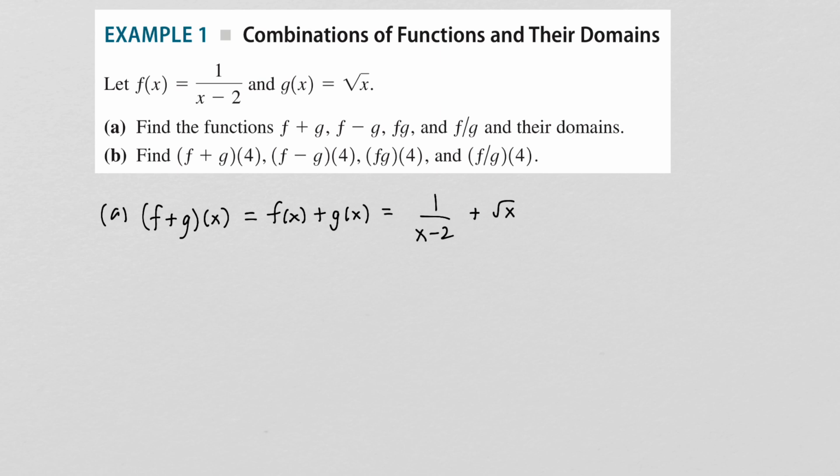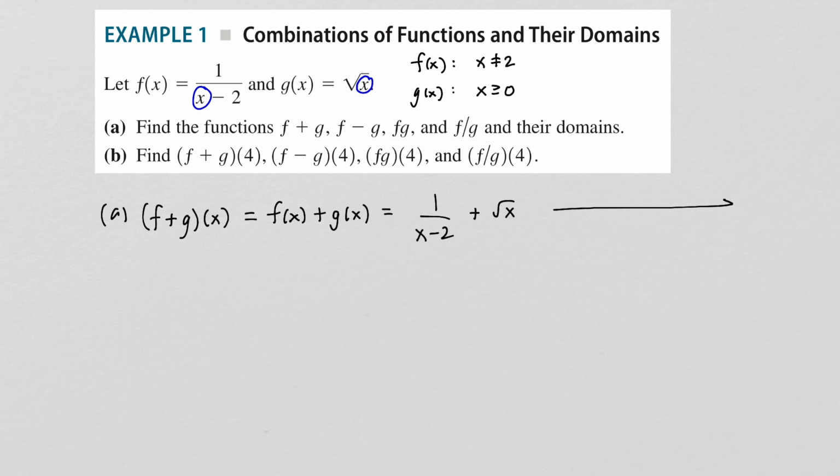So let's think about the domain of f of x and the domain of g of x separately. So for f of x, it's pretty clear that x cannot be equal to 2. And for g of x, since we're taking the square root, we cannot take the square root of a negative number, so x must be greater than or equal to 0. So when we think about the domain of f plus g, we have to take both of these into consideration. So yes, it is true that x must be greater than or equal to 0, but it is also true that x cannot be equal to 2.